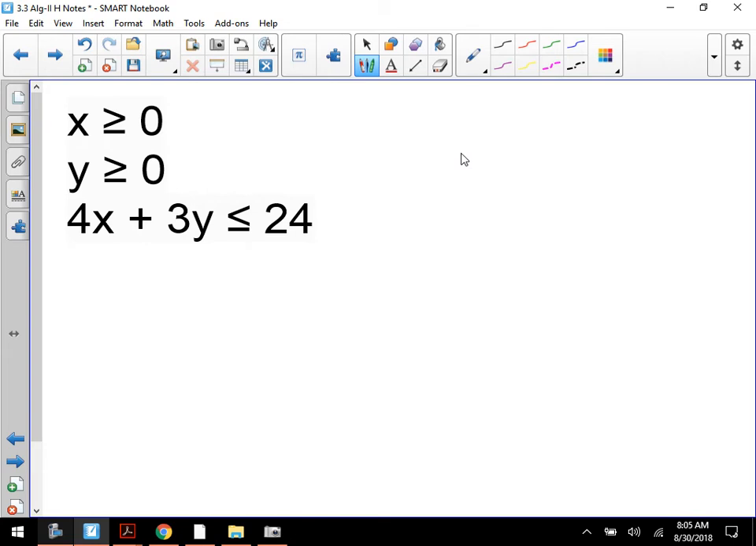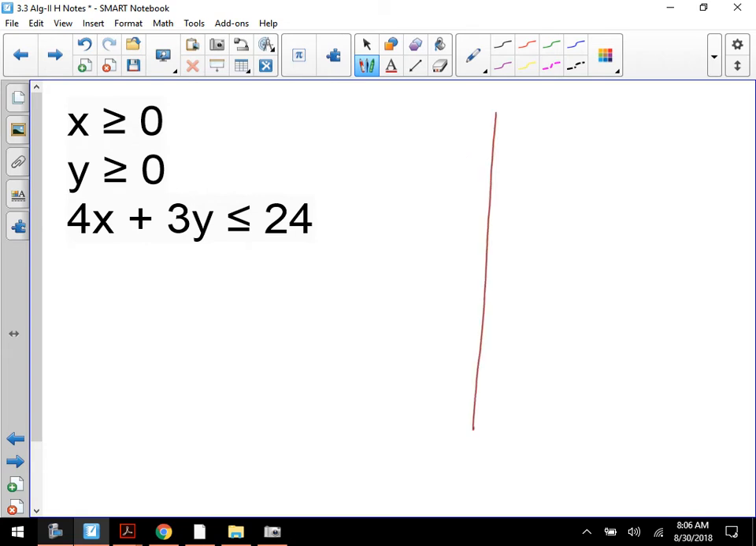All right. So I have x is greater than or equal to 0, y is greater than or equal to 0, and 4x plus 3y is less than or equal to 24. Where on the graph is x greater than 0 and y is greater than or equal to 0? Correct. That's quadrant 1, isn't it? Are we okay with that? Remember, and I'll redraw this twice.